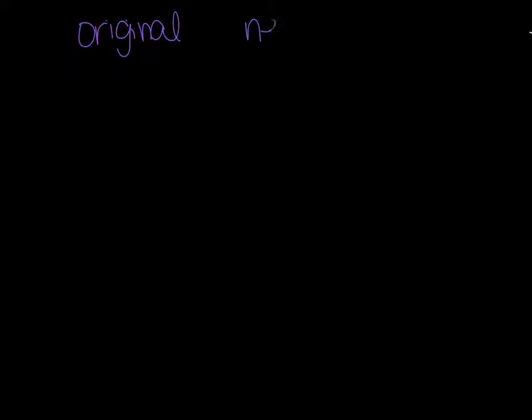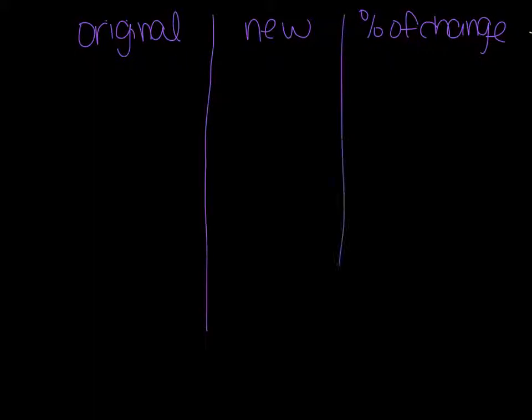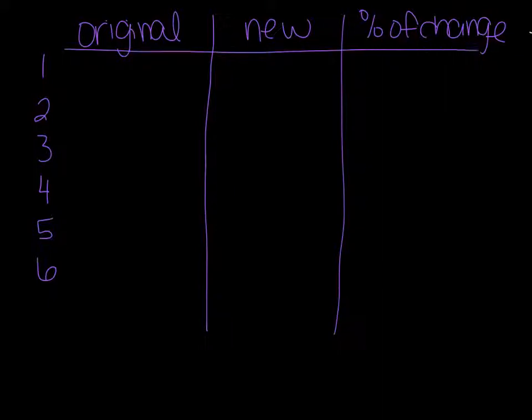We have the new. And then we're going to have the percent of change. Okay, and we're going to do 6 of these. So if I were you, I would go ahead and number. So 1, 2, 3, 4, 5, 6. And we'll fill this out, but we won't do our work in the table. I would also recommend you do your homework this way. It's a nice way to keep this organized so I can easily follow your work.